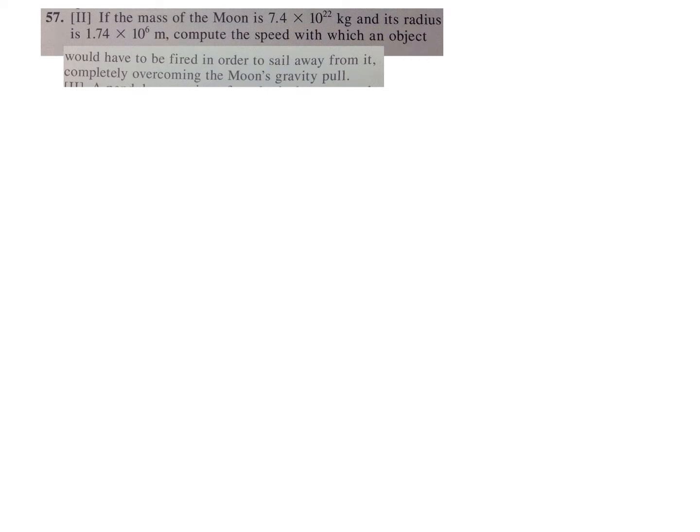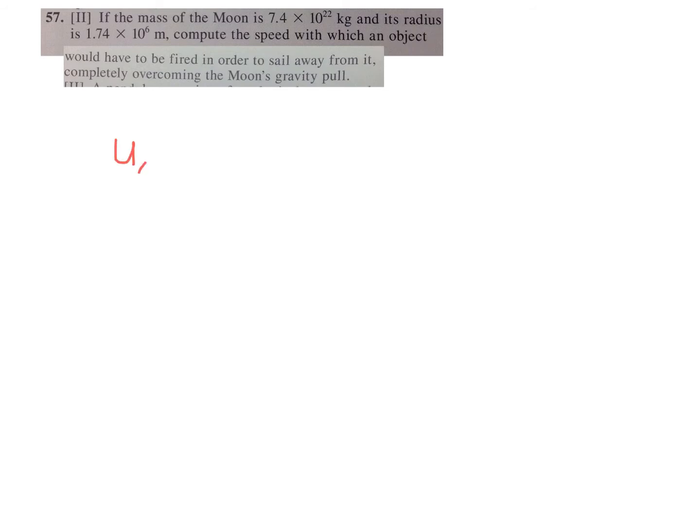Day 17, page 315, number 57. This is a classic, what they call escape velocity problem. This is the minimum velocity that you need to be fired at, to be shot at, to leave a planet or an object's gravitational field.